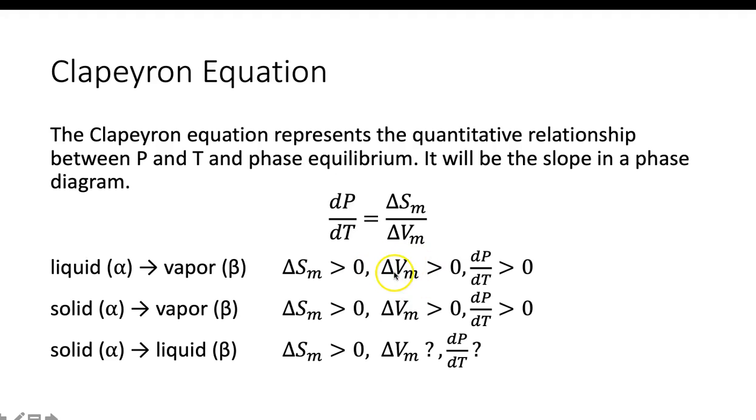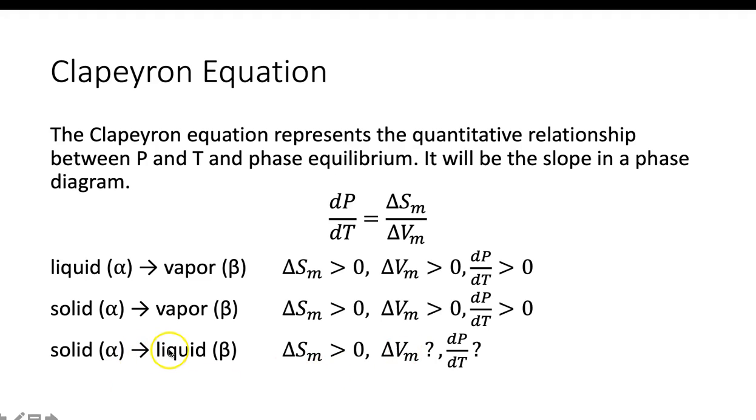And then what about the molar volume? Is the molar volume of vapor or liquid larger? Clearly the vapor expands to fill the volume of the container, so that's also greater than zero; our vapor is bigger than our liquid. So both of these are greater than zero. That means our slope is greater than zero. We do the same thing for solid to vapor. As you can imagine, the same trends hold. So along the sublimation and the vaporization equilibrium lines, those slopes are always positive for all substances.